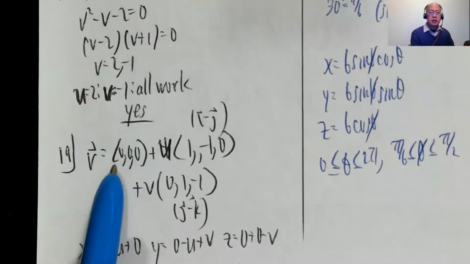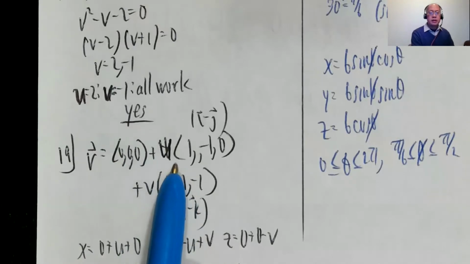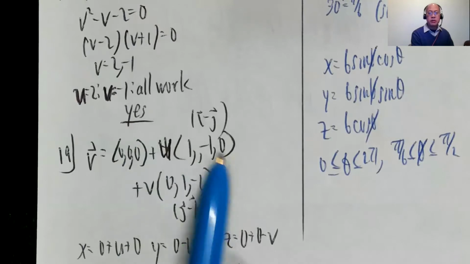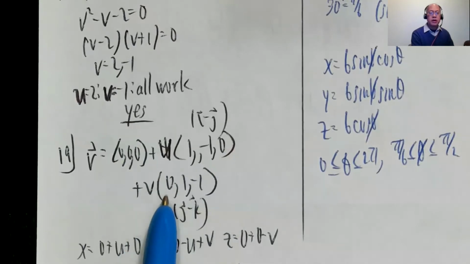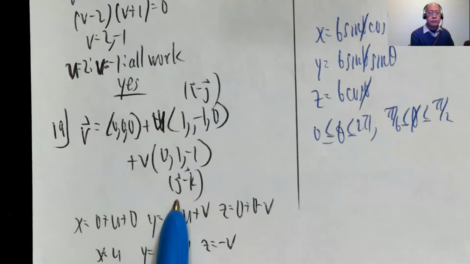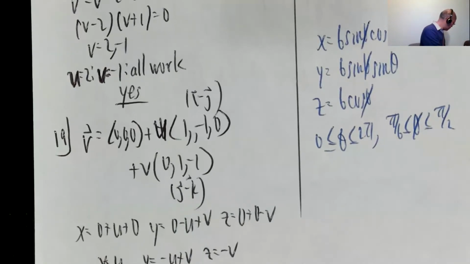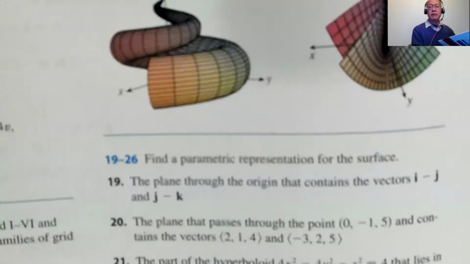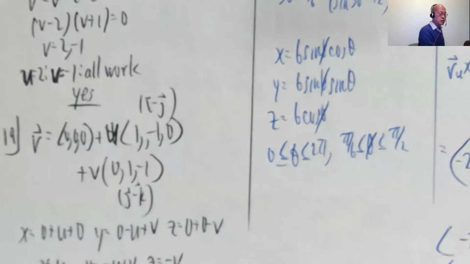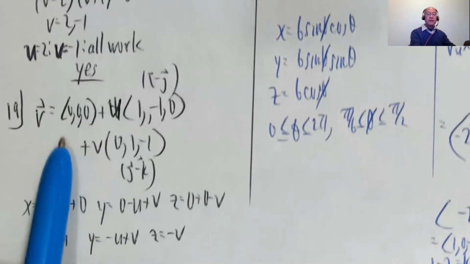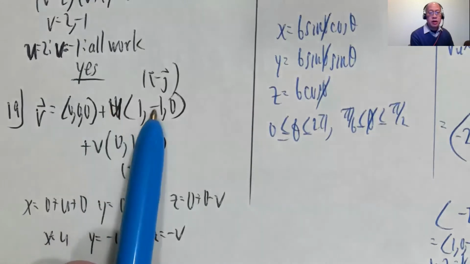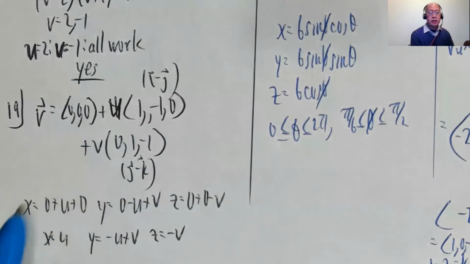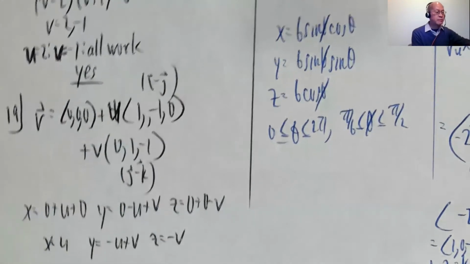Okay, 19, you're going from the origin 0, 0, 0, and then scalar multiples of 1, negative 1, 0, which is i minus j, and 0, 1, negative 1, which is j minus k. So the problem says it goes through the origin, it contains i minus j and j minus k. So I have the origin and a scalar multiple, u, of i minus j and v of j minus k. Clean that up: x equals u, y equals negative u plus v, and z equals negative v.